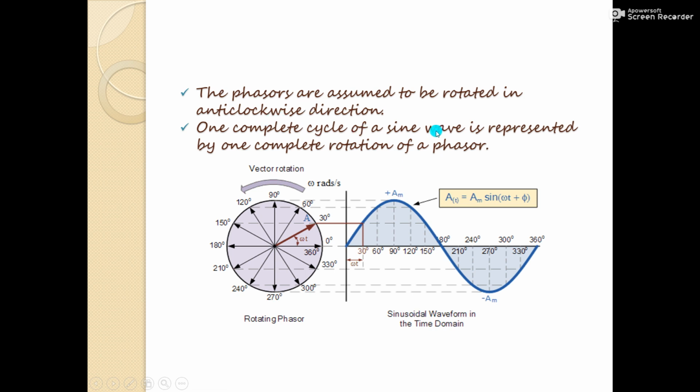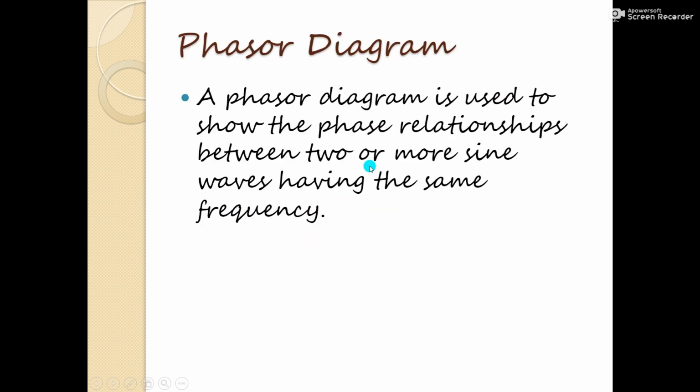So the phasors are assumed to be rotated in the anti-clockwise direction. One complete cycle of a sine wave is represented by one complete rotation of the phasor. So here you will see one cycle of that particular alternating quantity, and this is the phasor rotation. The direction is anti-clockwise and the speed at which it rotates is the angular speed, which is measured in radians per second. Let us see what is a phasor diagram.